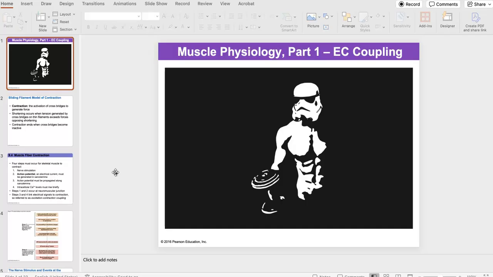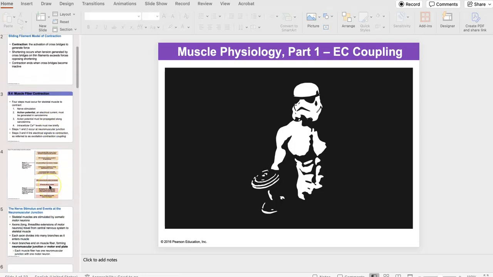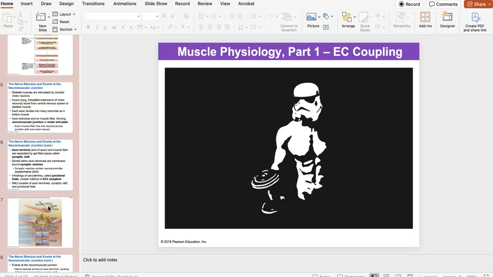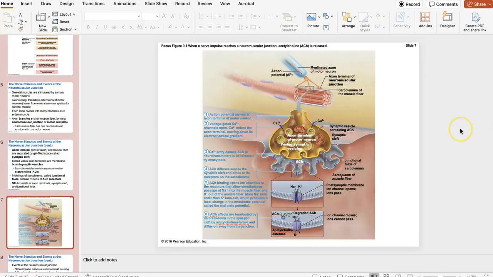So we're just going to go right to the lecture. What we're doing in this particular lecture is talking about something called the excitation contraction coupling. Now, if you remember from anatomy, we have three types of muscle tissue: skeletal, cardiac, and smooth muscle tissue. They are all excitable, meaning that they must be stimulated electrically in order to initiate the contraction process. And we're focusing on skeletal muscle here.